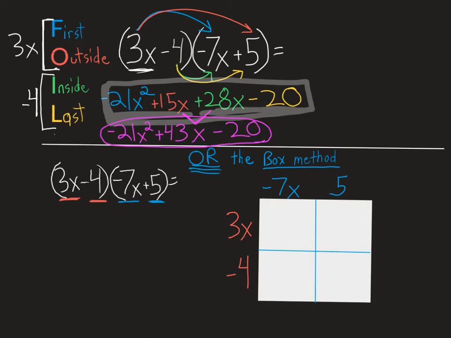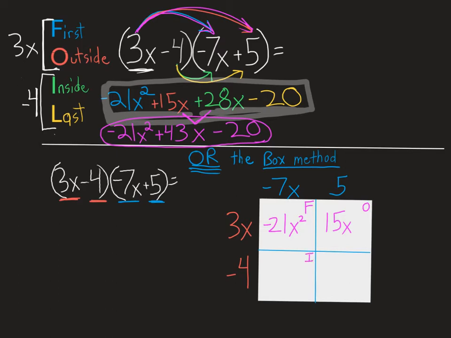And this is exactly the same as the FOIL. If we look up top, that first arrow, the 3x and the negative 7x, that's right here. Okay, 3 times negative 7, negative 21, x squared. And then we just keep moving. The 3x times the 5, the outside, is right here, 15x. There's the O of FOIL. And I'm sure you can see how this finishes.